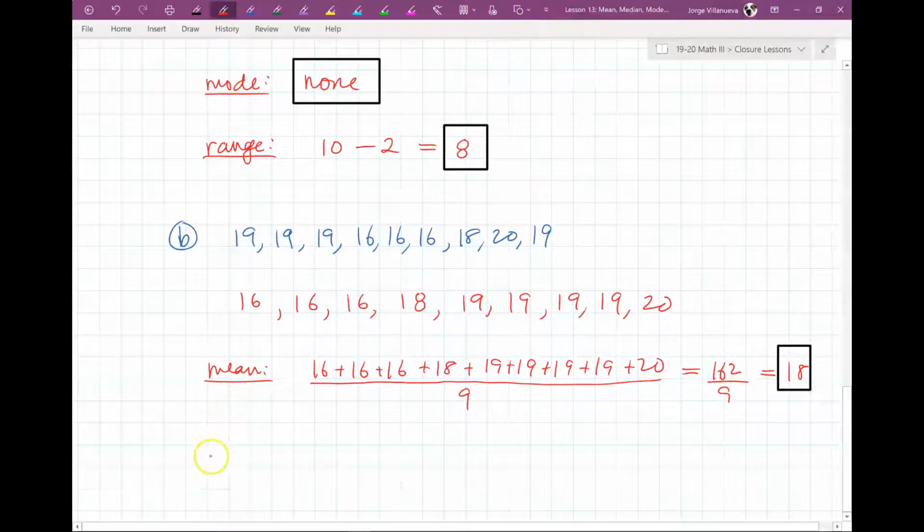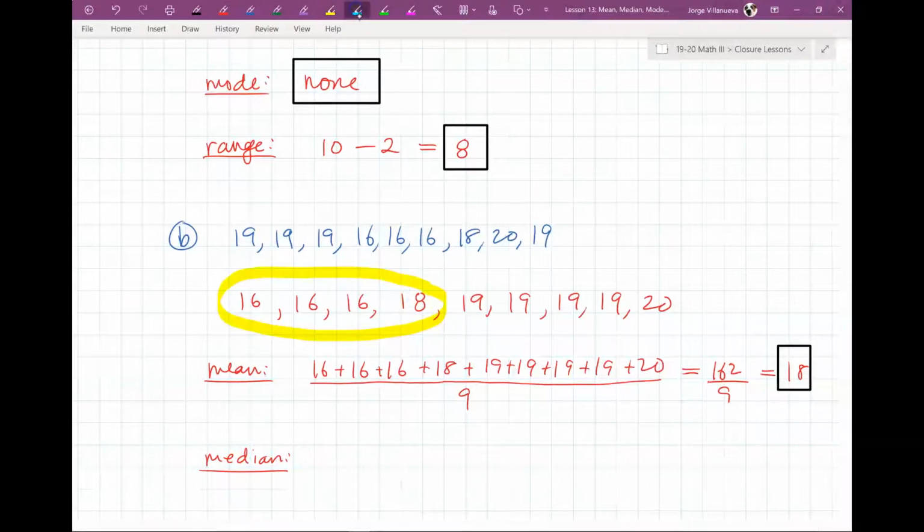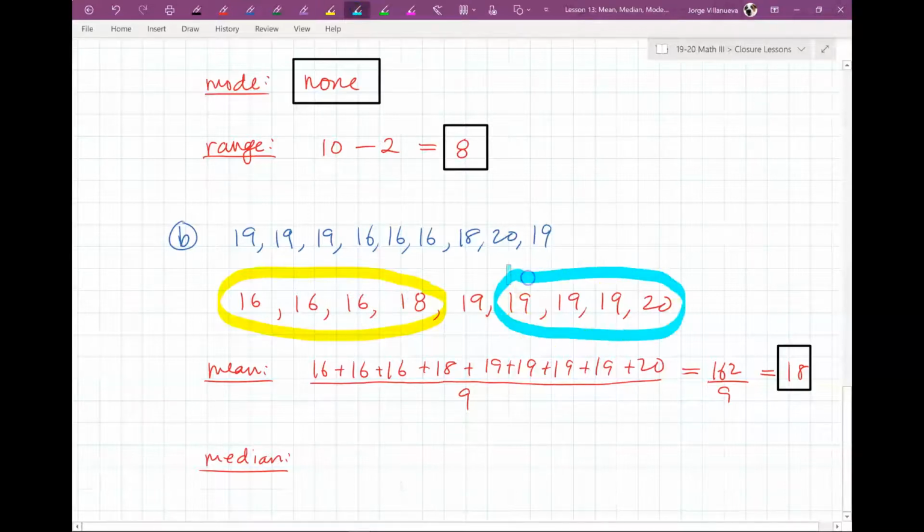Now my median. My median is a number in the middle. Notice there's 4 numbers to the left side of that 19, and there's 4 numbers to the right side of that 19. That means that this number, 19, is my median. So I'm just going to write 19. So there's that one.